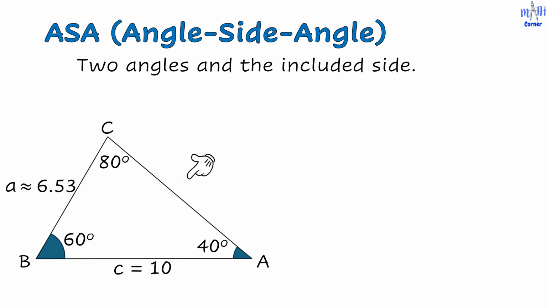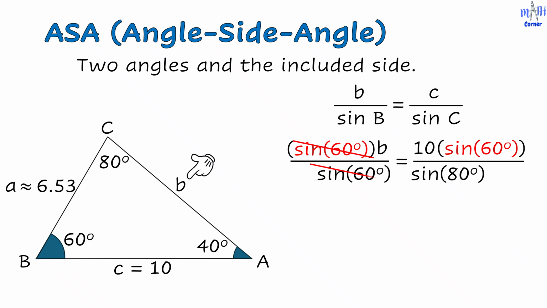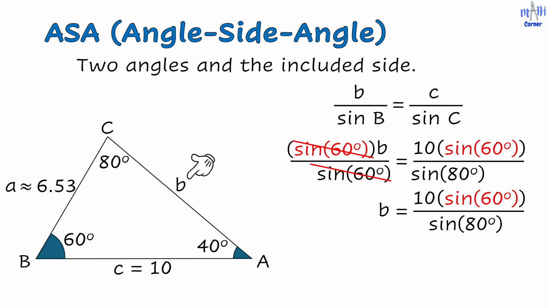Next, solve for side b. Let's use b over sine B equals c over sine C. Substitute. b over sine 60 degrees equals 10 over sine 80 degrees. Multiply both sides by sine 60 degrees to isolate b. So, b equals 10 times sine 60 degrees over sine 80 degrees.